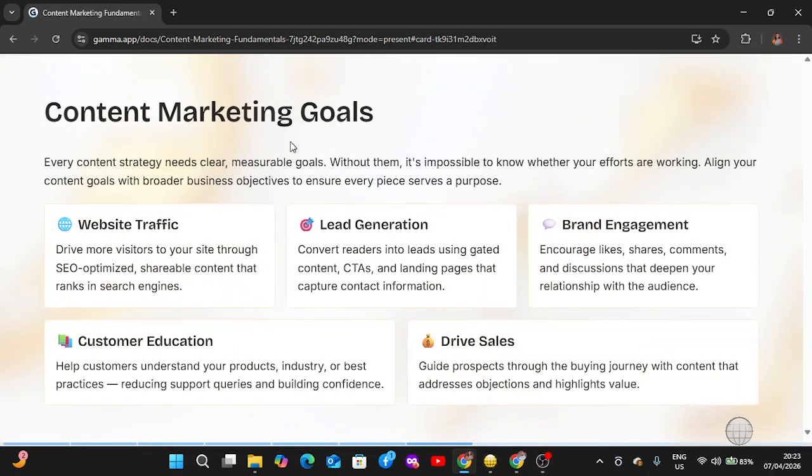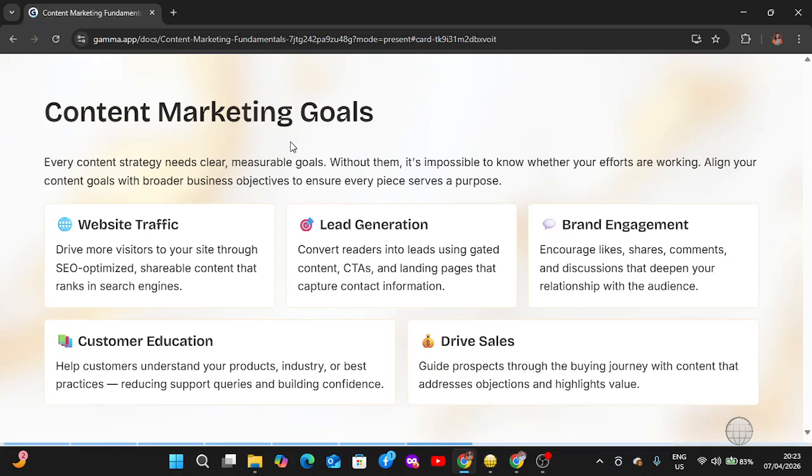The next thing we have is the content marketing goals. So what is the goal of content marketing? Number one, website traffic. So the goal of content marketing is to drive traffic. That's for those that have websites, they are creating content to drive people to buy from them. That's people to visit their website.